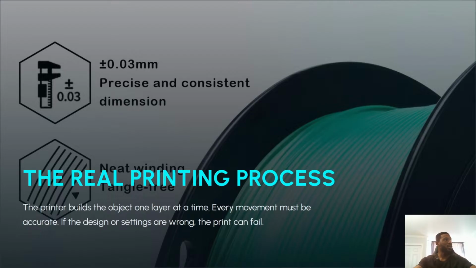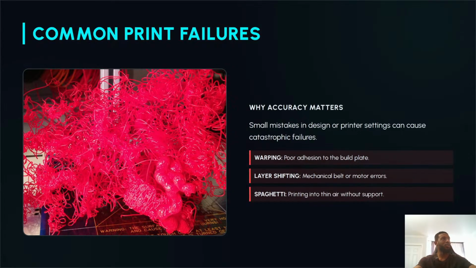So the real printing process. When I talk about the real printing process, the printer builds the object one layer at a time. We've already established that, and every movement must be accurate, because when the printer reads the STL file, it converts it into paths, like we said, pathways that the printer is going to move. If the design or settings are wrong, the prints can fail. More often than not, the prints will fail if the design is wrong. Now, common print failures: why accuracy matters is that small mistakes in design or print settings can cause catastrophic failures.